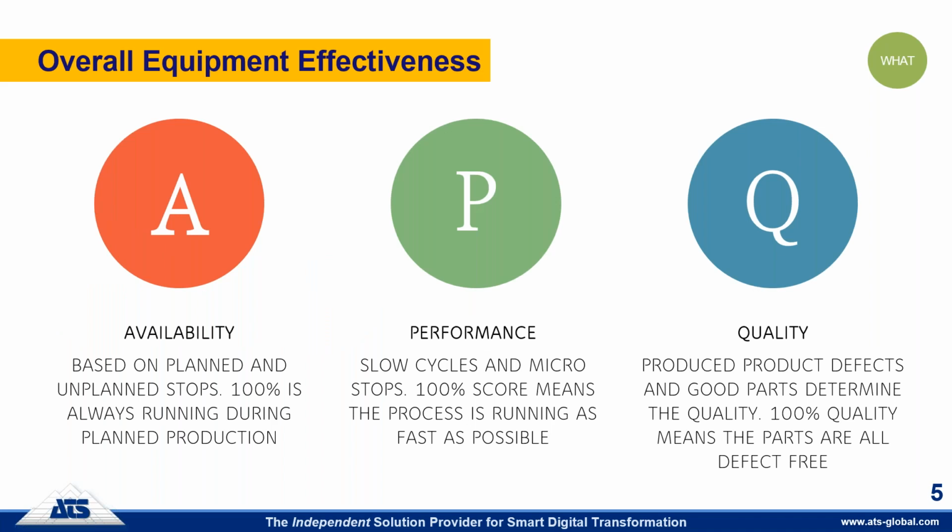So here we've got A, P, and Q. We're going to look at the lower level metrics that make up OEE. Each of these is captured as a percentage and can give really meaningful information into the production environment. We have availability, based on planned and unplanned stops. 100% would be always running during planned production. We've got performance, so slow cycles and micro stops affect this. A 100% score means that the process is running as fast as possible. And then we've got quality, so produced product, defects and good parts determine the quality. 100% quality means that all of the parts are defect free.